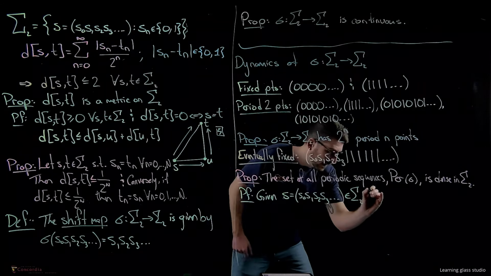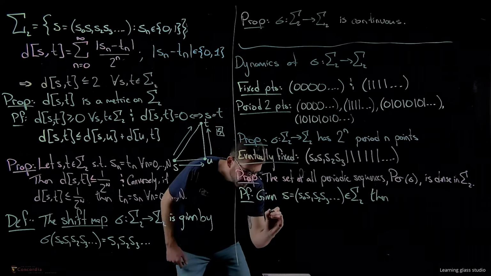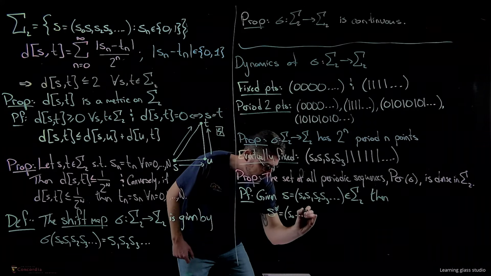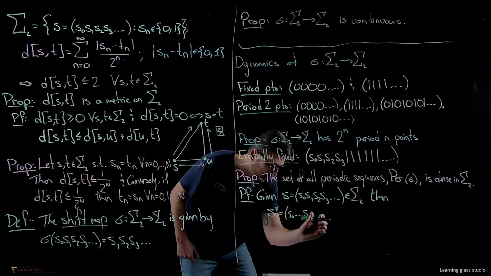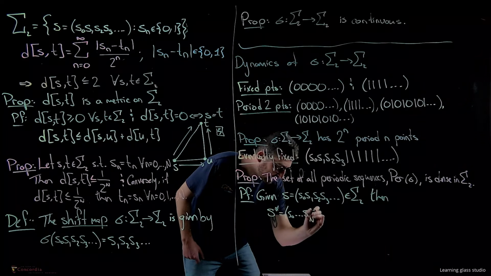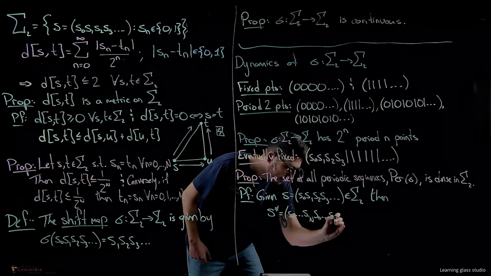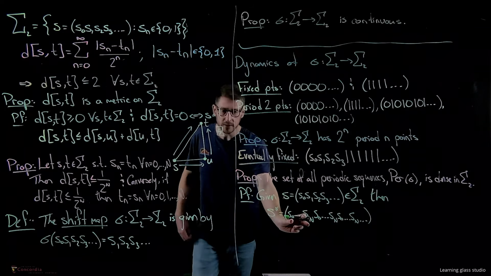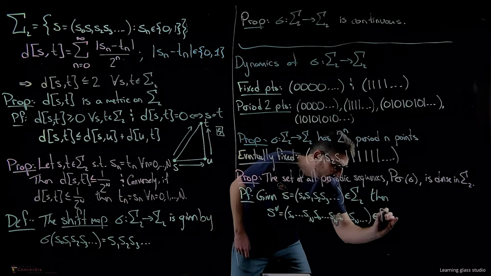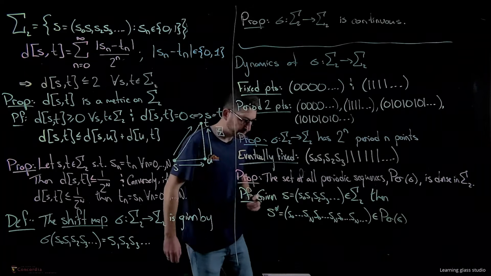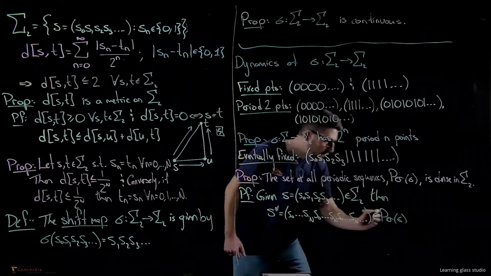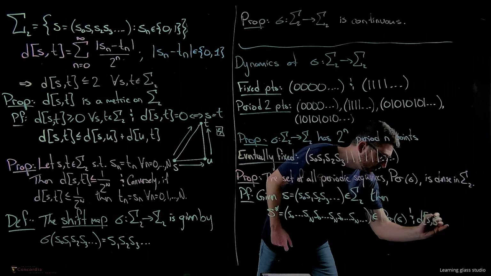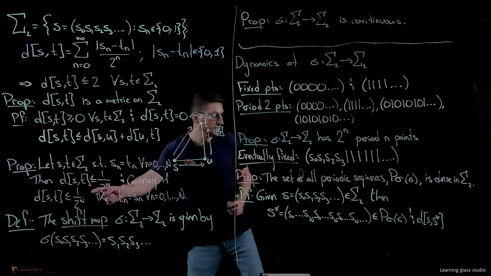So then let's say S star equals S0 all the way up to capital N, and then repeat it. S0 all the way up to capital N, S0 all the way up to capital N, and repeat. So this thing is a period capital N point, right? So this is a periodic point. And the distance between these two things, well, because they match for the first n digits, I've got this condition right here.